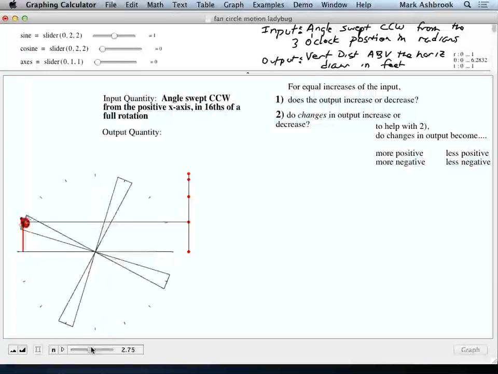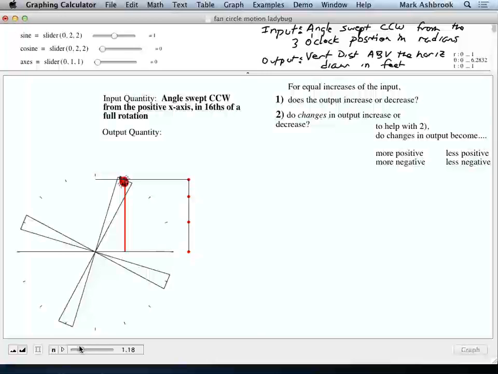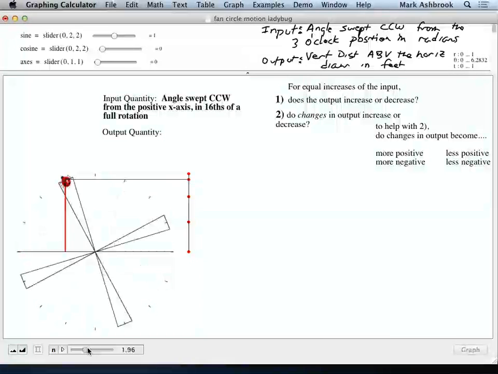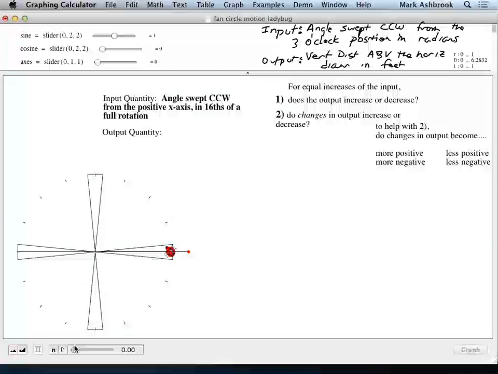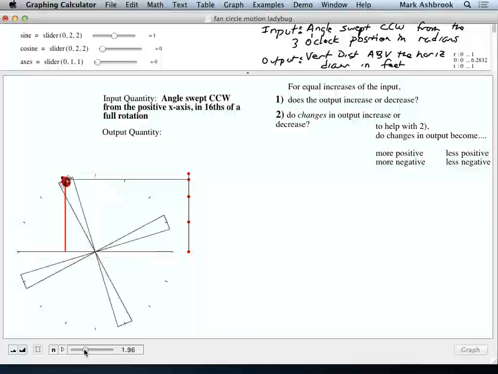Don't the dots show you the changes? Okay, and so what's showing you the actual quantity of the height? The red line, okay? So we're going to look at the red line to talk about the height. That's our height above the horizontal diameter. And the dots are going to help us analyze the changes, okay?